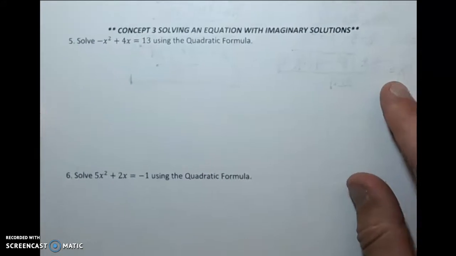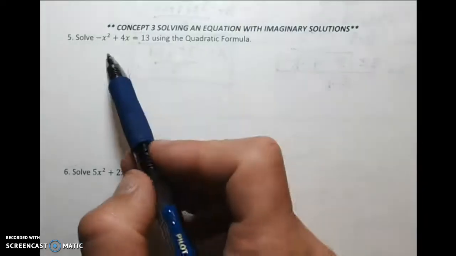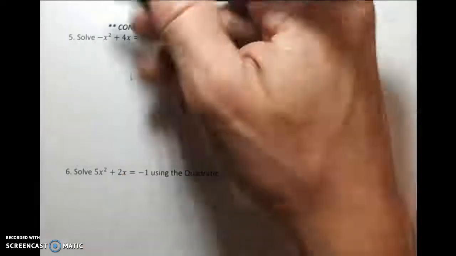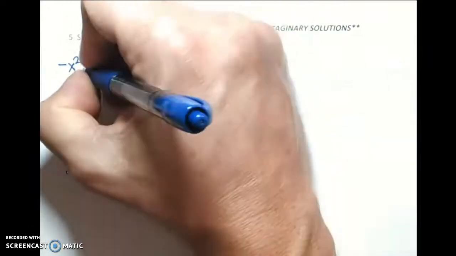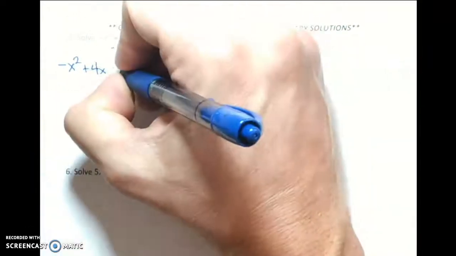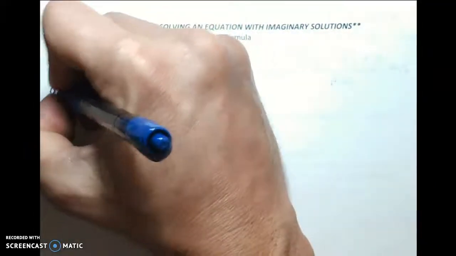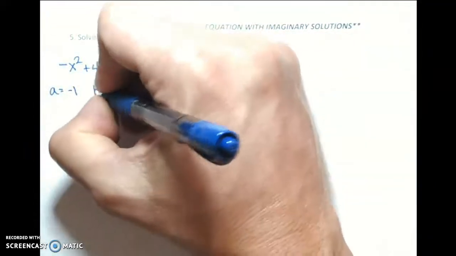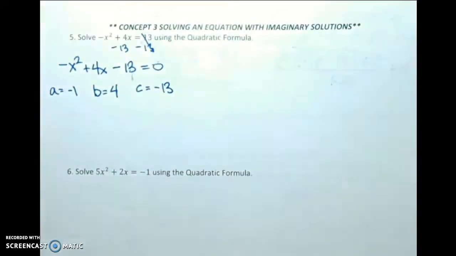Okay, concept number 3: solving an equation with an imaginary solution. Same concept, I'm using the quadratic formula. I'm going to subtract 13 from both sides, canceling that out, giving myself negative x squared plus 4x minus 13 equals 0. A is negative 1, B is 4, C is negative 13.